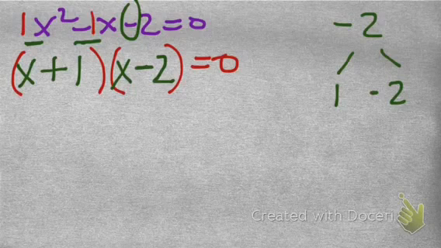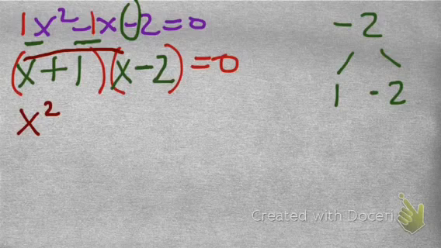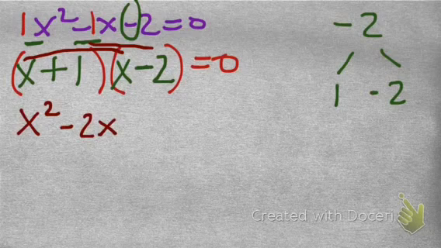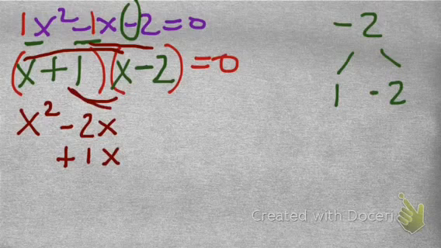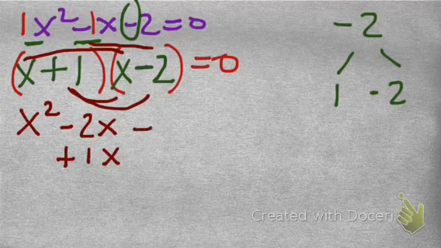Okay, so now I'm going to just check it really quick. If I multiply or high five x times x, I get the x squared. If I multiply the x times the -2, I get minus 2x. If I multiply 1 times x, plus 1x, and 1 times -2, minus 2.